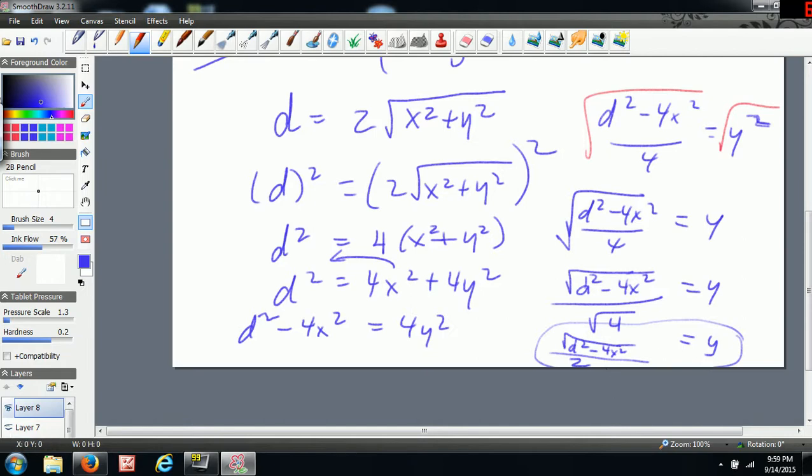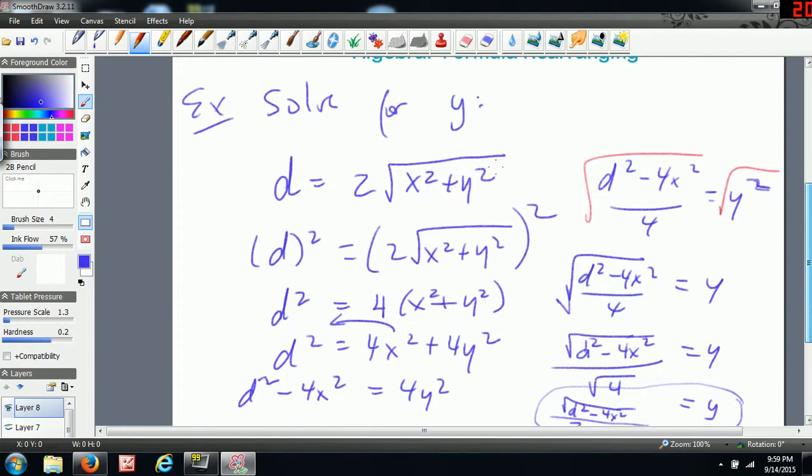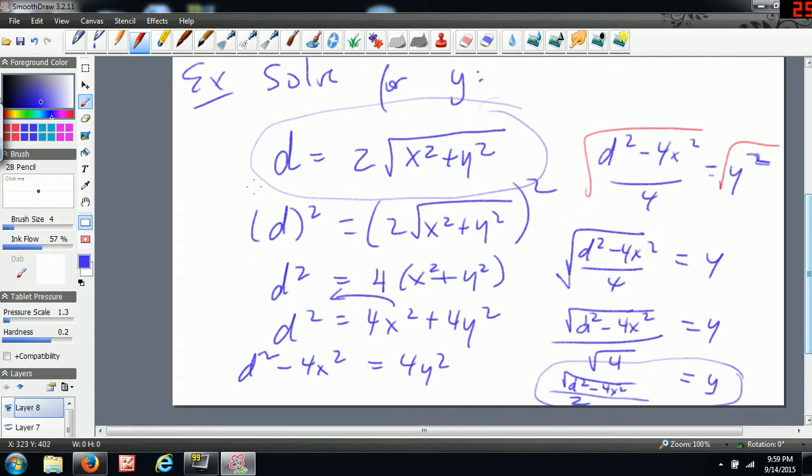Okay, so that's a good example. So you're asked to solve for y, and this is your original question. So just all the steps you have to take to solve for y. Okay? And that is it. So that is formula rearranging.